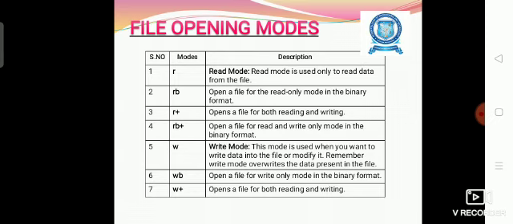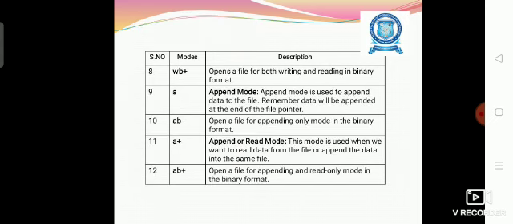W means write mode. In this mode we can write data into the file, or we can modify the content of the file. Then WB means open a file for write only mode in binary format, writing in the binary format. Then W plus means open a file for both reading and writing. Also WB plus means open a file for both reading and writing in binary format.